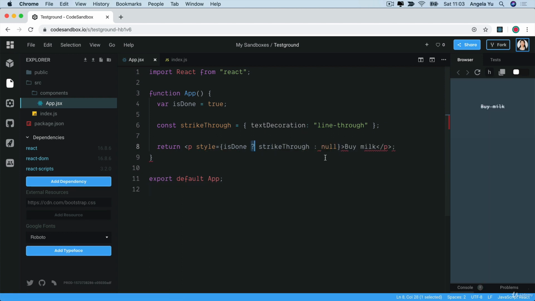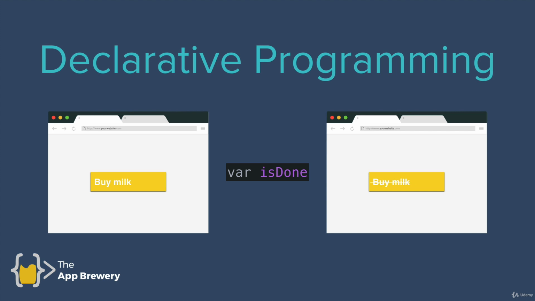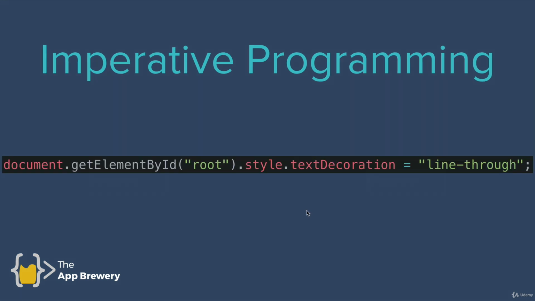But the important thing here is that we have a user interface that is dependent upon the value of a state variable. And this kind of programming is often known as declarative programming. We're declaring, when we're writing our code, how our user interface should look under different conditions, dependent upon the state. The other style of programming would be called imperative programming.